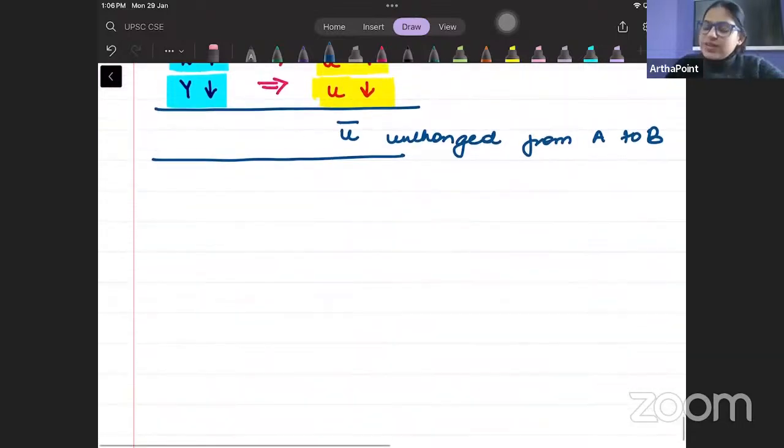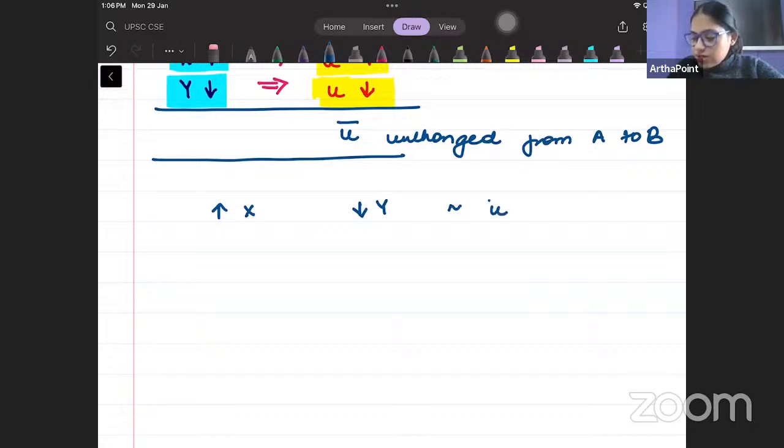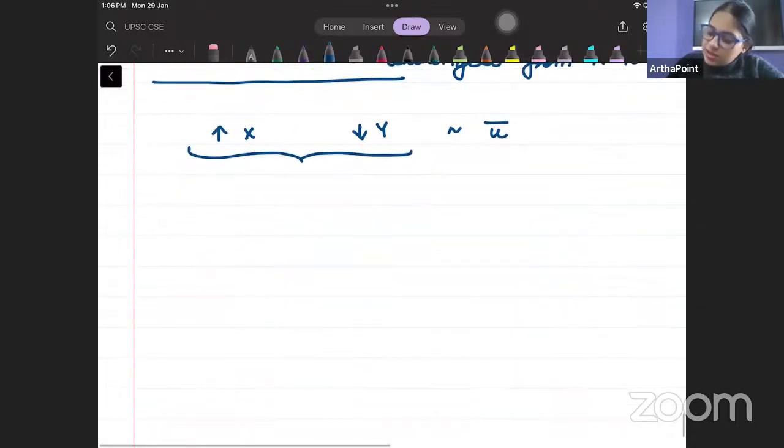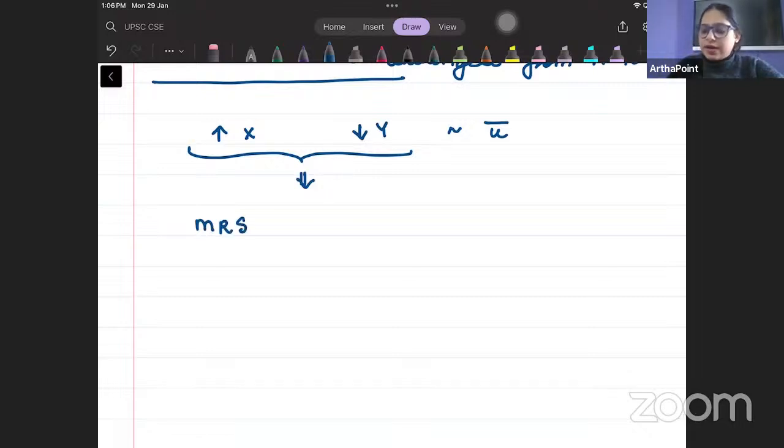But notice what is happening. You are increasing the amount of X and decreasing the amount of Y such that your utility is unchanged. This concept can be written mathematically through the marginal rate of substitution, MRS.